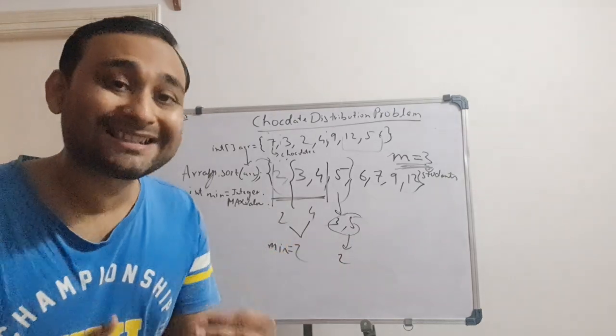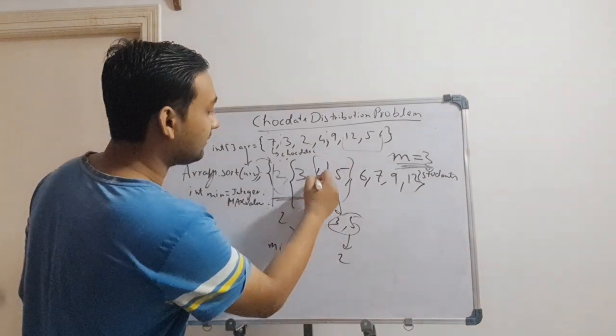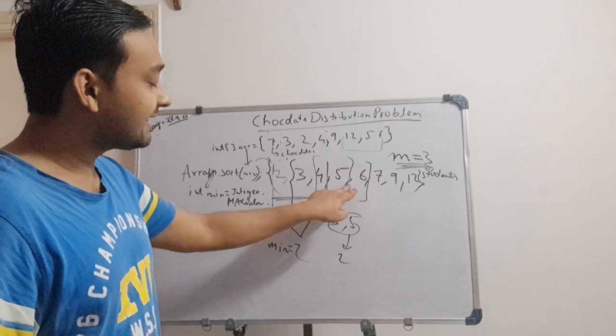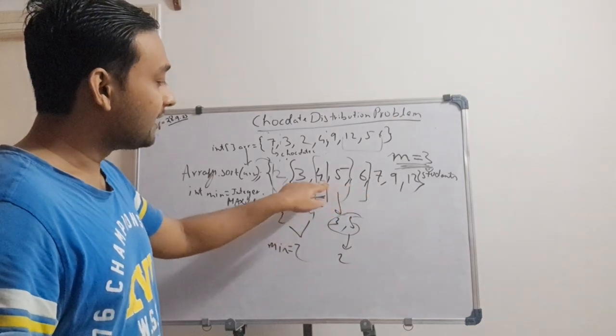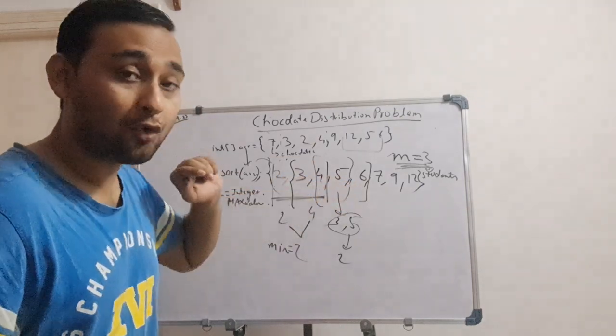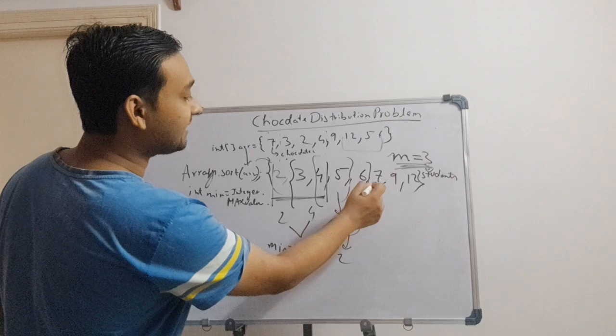Then I will go to next set of window. What will be my next window? Next window will be this 4, 5 and 6. So here also difference will be 6 minus 5. Okay, so here you can see like 4 is the minimum. Okay, so the difference will be 6 minus 4, so it will be 2. So again it is 2. Then 5, 6, 7, again it is 2.